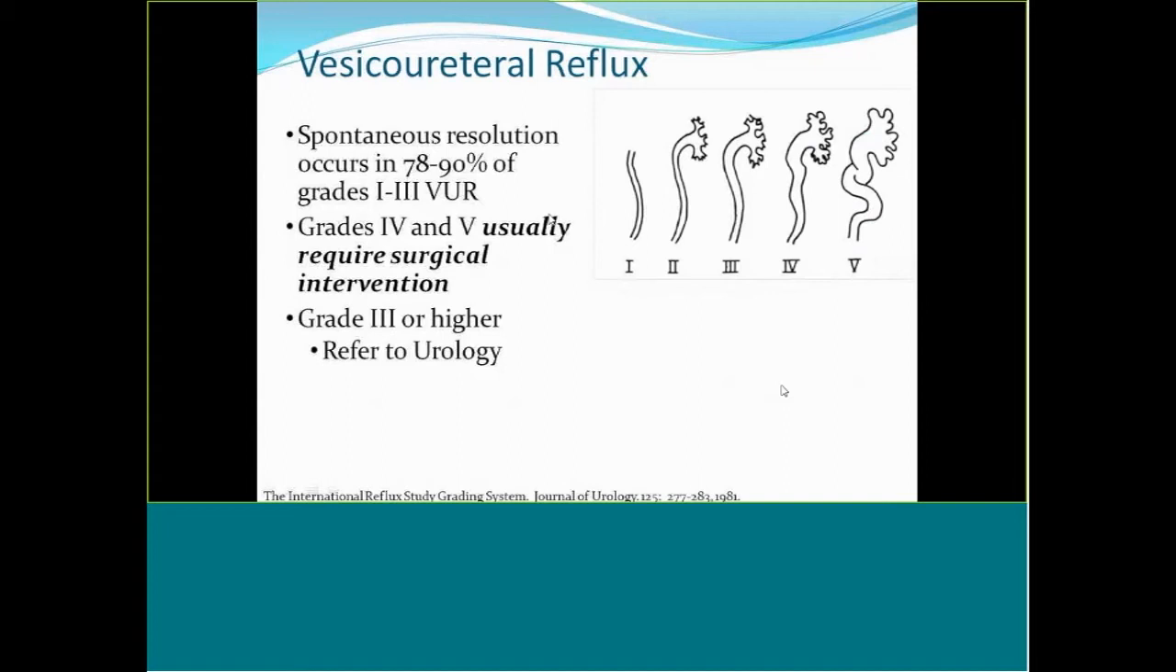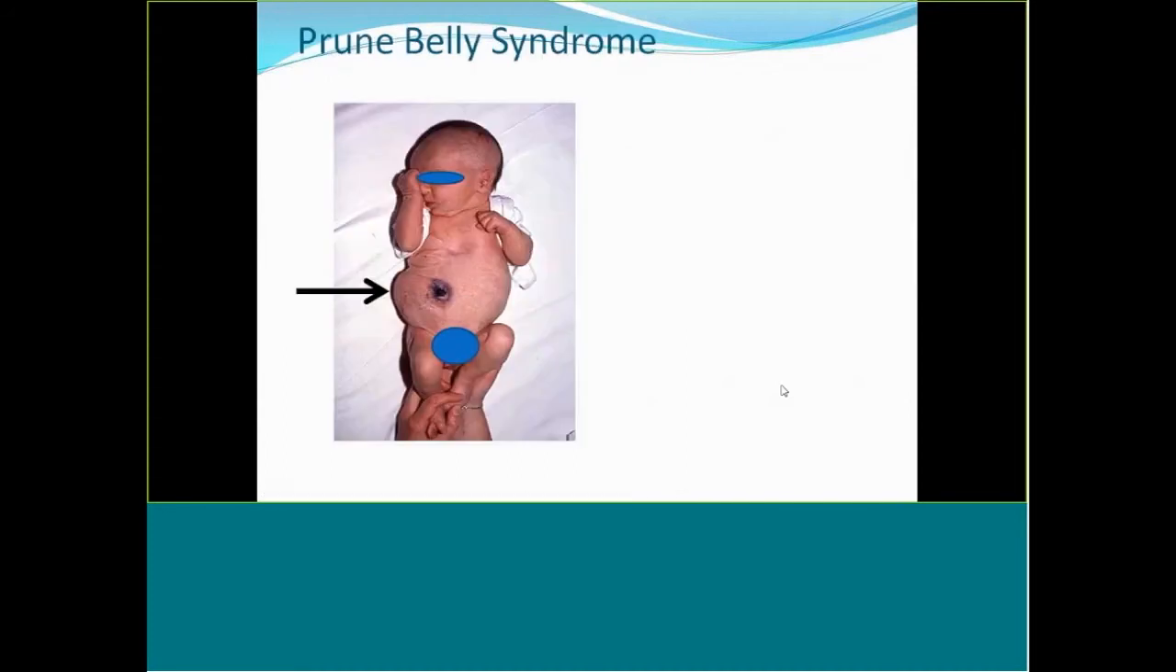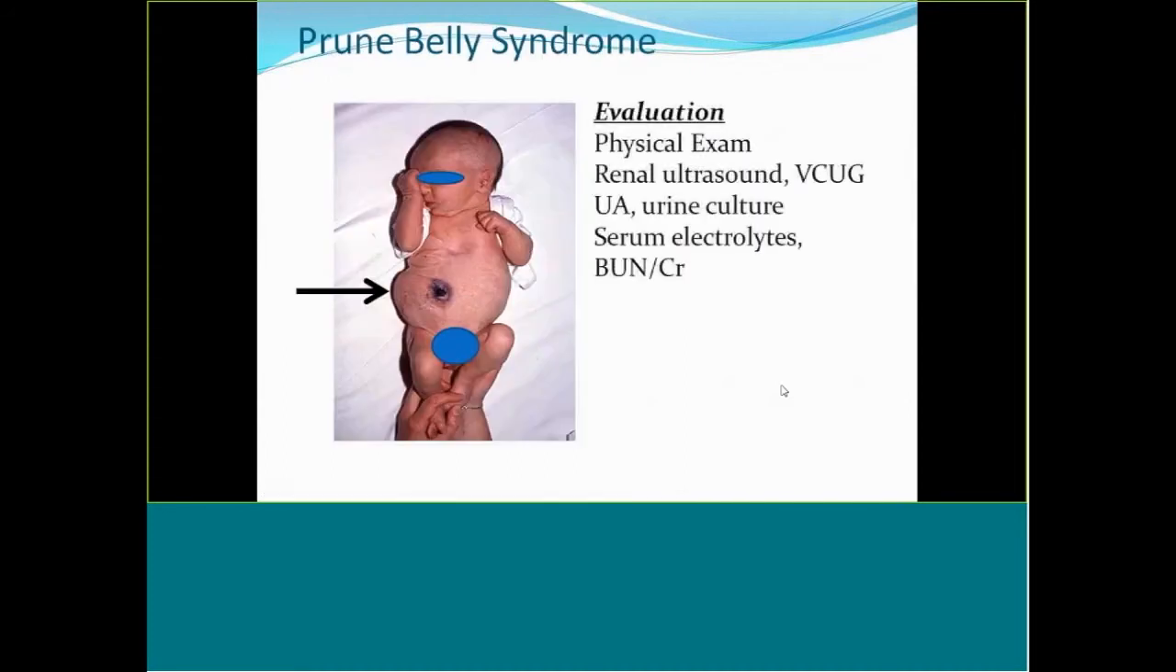Grades 1 through 3 actually have a very high likelihood of resolving spontaneously, and you just follow these kids conservatively. Grades 4 and 5 often require surgery, and so it's recommended that you refer grade 3 or higher to urology. While grade 3 may resolve spontaneously, the likelihood of resolution is less than for grade 2 or grade 1.